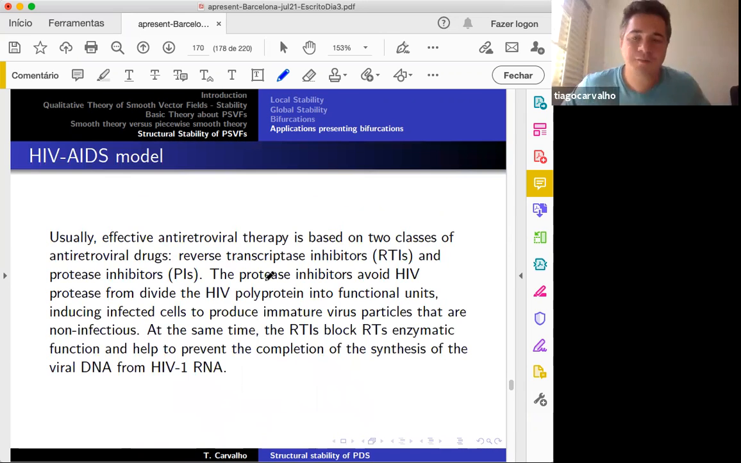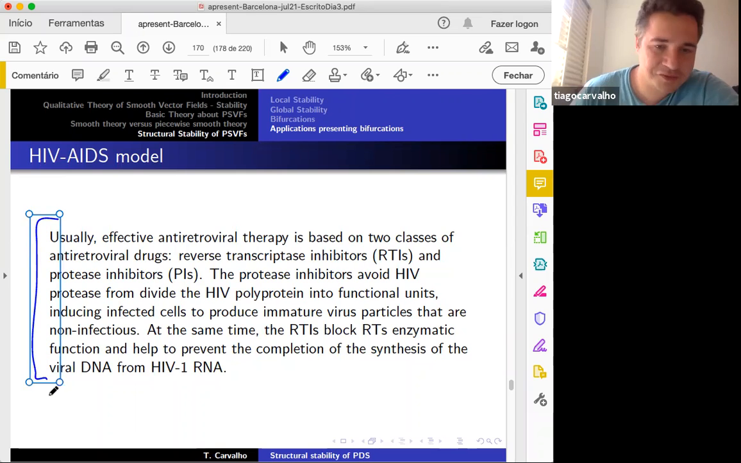And now the last model is a model for the HIV virus. Okay. Well, there is a biological introduction here. Actually, the treatment of this disease is based on two medicines. Okay, one of them.